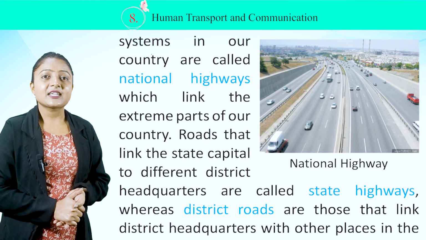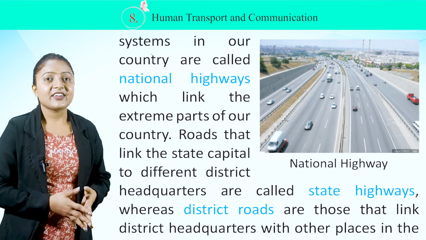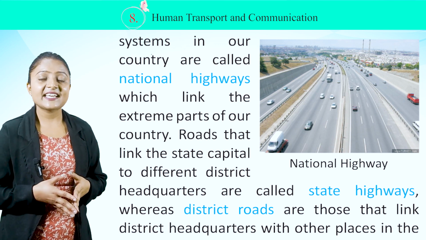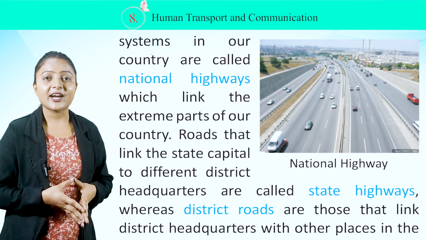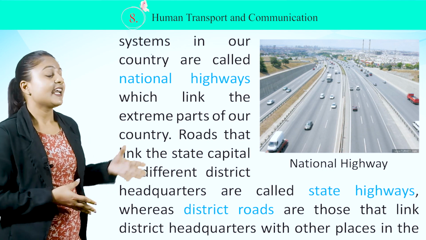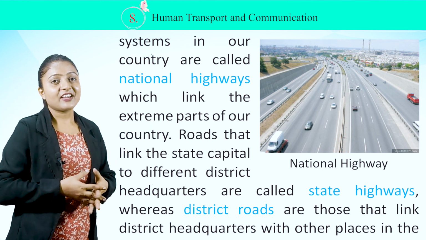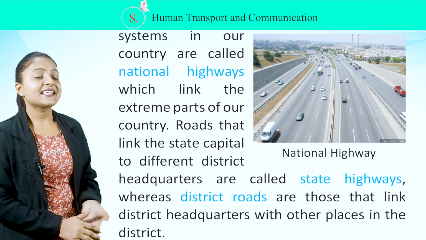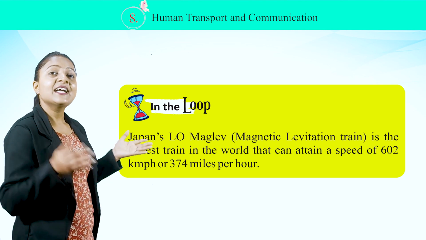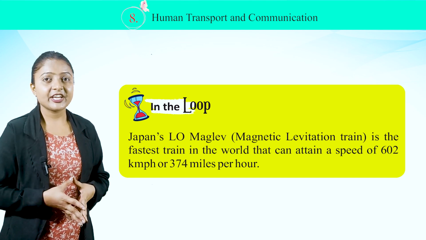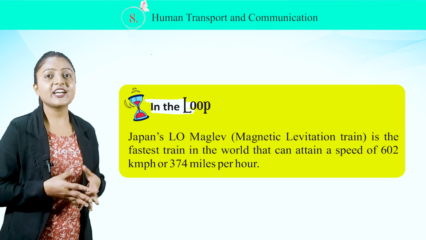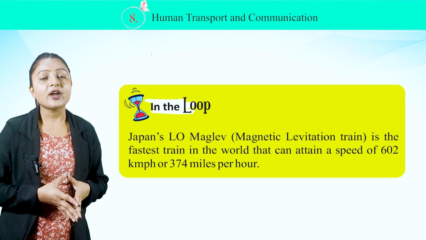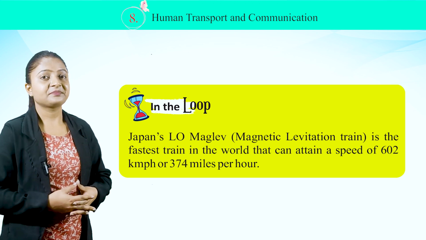The primary road system in our country are called national highways, which link the extreme parts of our country. Roads that link the state capital to different district headquarters are called state highways. In this picture, you can see a national highway, whereas district roads are those that link district headquarters with other places in the district. In the loop, Japan's maglev magnetic levitation train is the fastest train in the world that can attain a speed of 602 km per hour or 374 miles per hour.